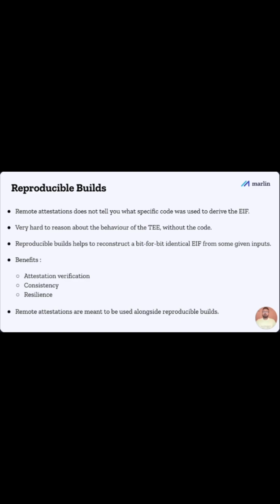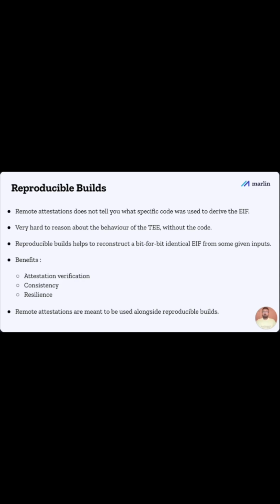This is where reproducible builds come in. Reproducible builds give us a way to recreate a bit-for-bit identical EIF for the same given inputs. This solves a bunch of problems. First and foremost, it allows for attestation verification. This means that you can reliably verify the remote attestation itself against the actual code being run.